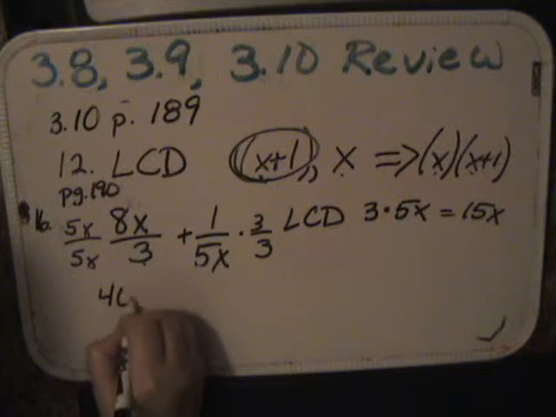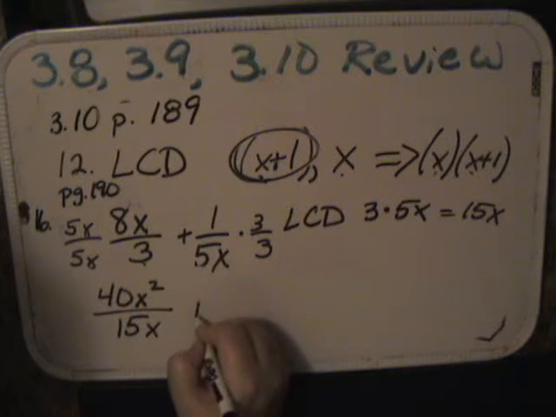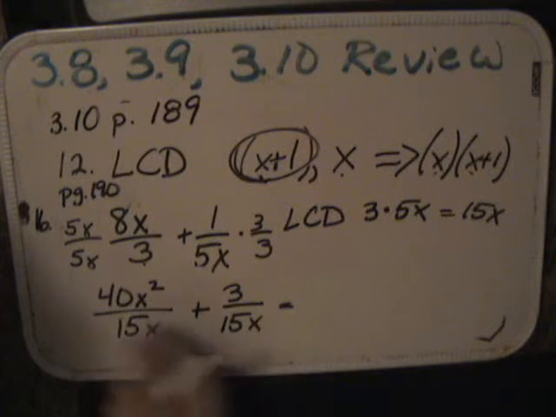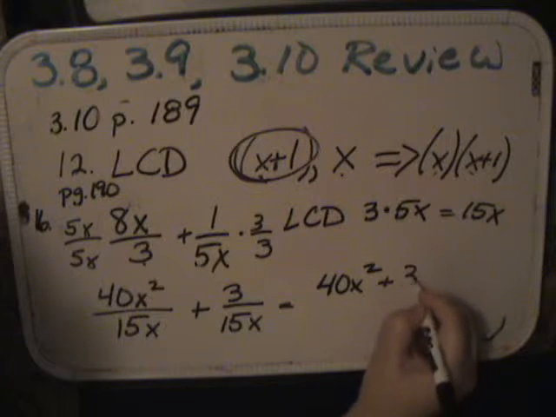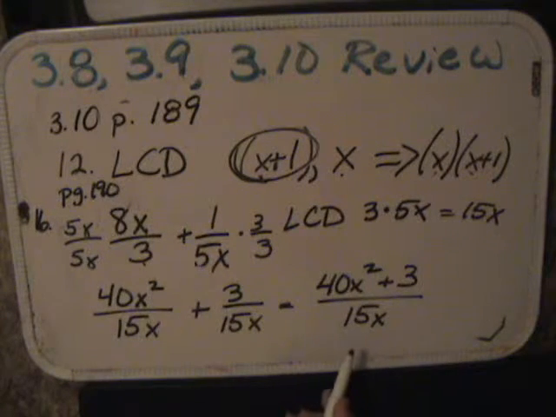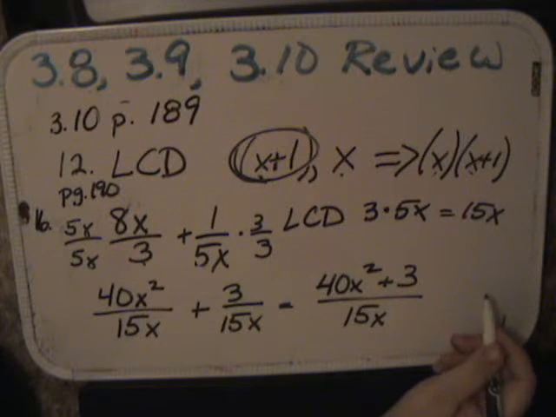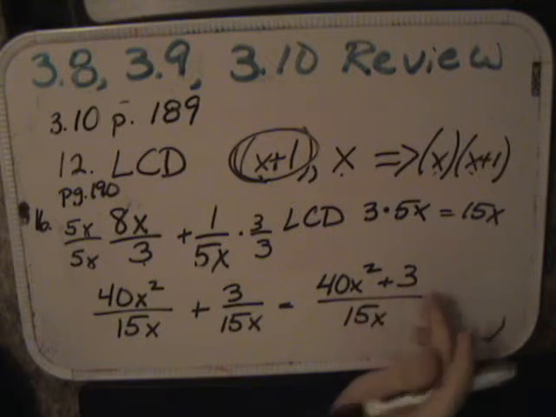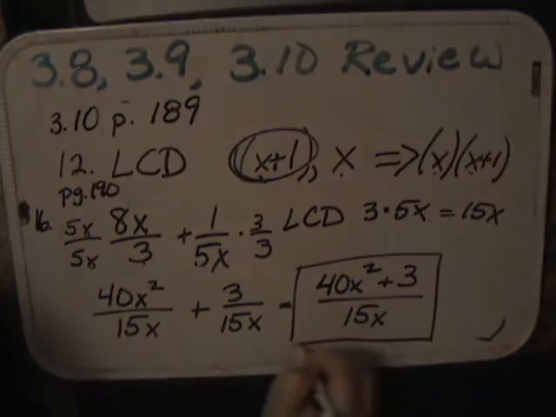5 times 8 is 40, x squared. 5 times 3 is 15x. And then plus 3 over 15x. So on the numerator, I have 40x squared plus 3, and the denominator is 15x. Now notice there actually is a common factor for all three of these, which is a 3. Or is there? Hold on. No, 3 and 15 can be divided by 3, but 40 can't. So you're fine. You can just leave it. You would leave your answer like that.